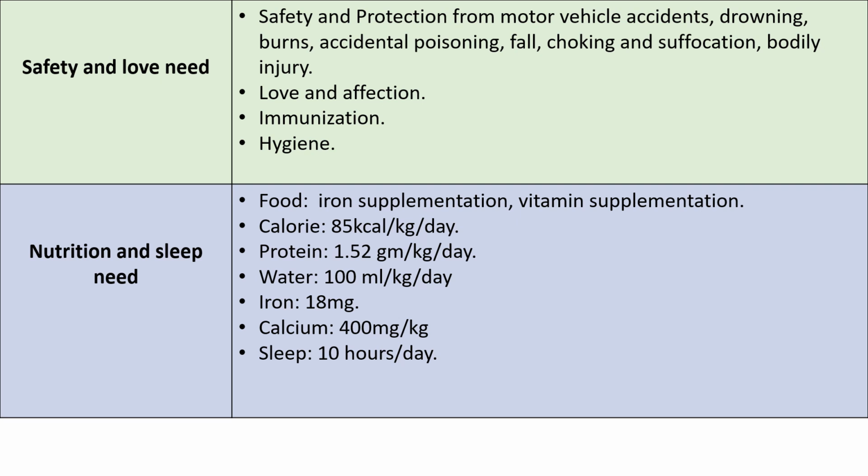Safety and love need, nutrition and sleep need, and play need. I already told you, you need to educate the parents. So here also, safety and love need: protection from motor vehicle accidents, drowning, burns, poisoning, falls, choking, suffocation, bodily injury. Love and affection, how the parents have to provide to the child because that is a need of the child. Immunization and hygiene.